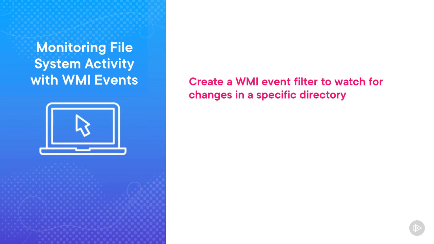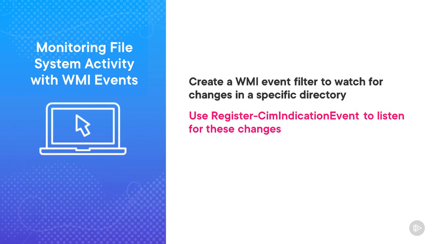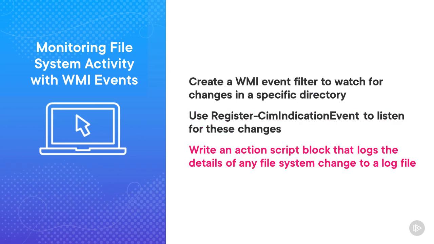in real time. We'll create a WMI event filter to watch for changes in a specific directory. We'll then use the Register-CimIndicationEvent cmdlet to listen for these changes. And then finally, we'll write an action script log that logs all the details of any file system change in that folder to a log file.